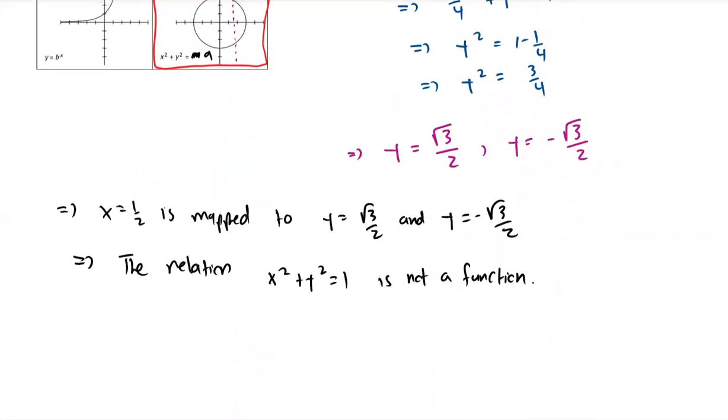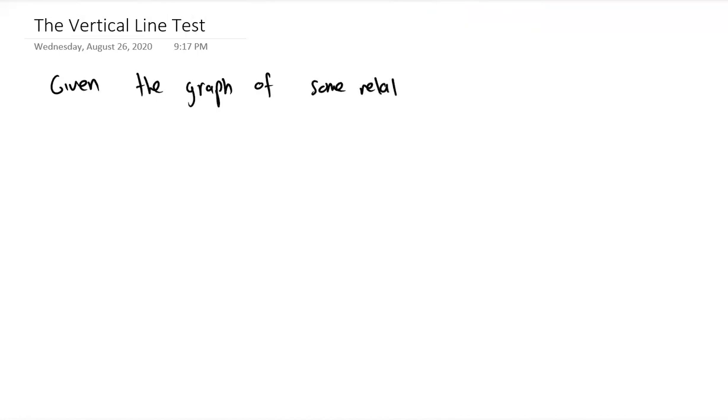So let's go to another slide, and let's call it the vertical line test. So it's very simple. Let's not call it a definition, let's just give it this name. So given the graph of some relation, let's give it a name, in this case, some relation G between the sets. Let's call them S and T.